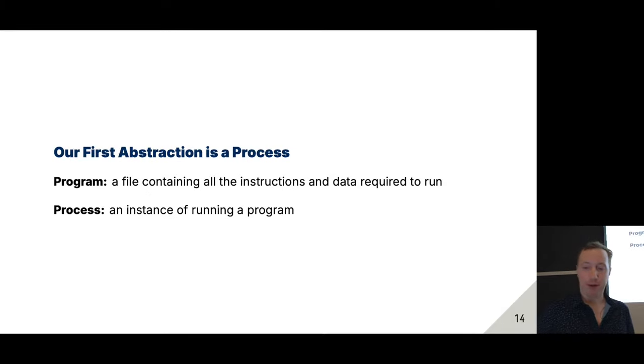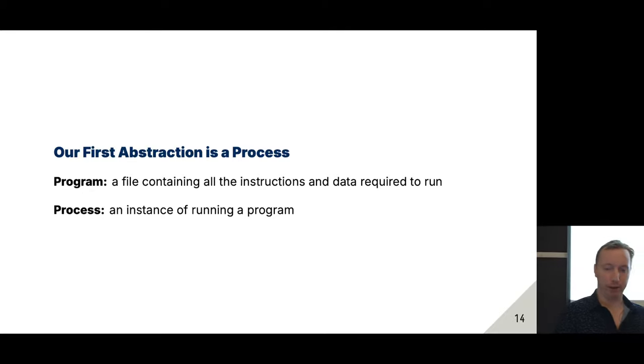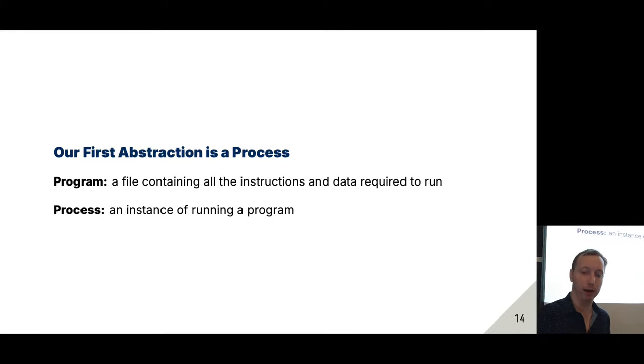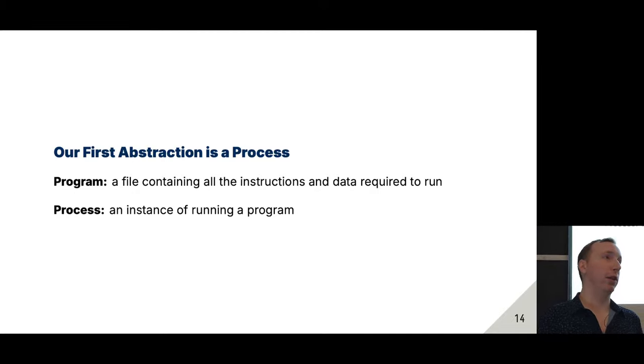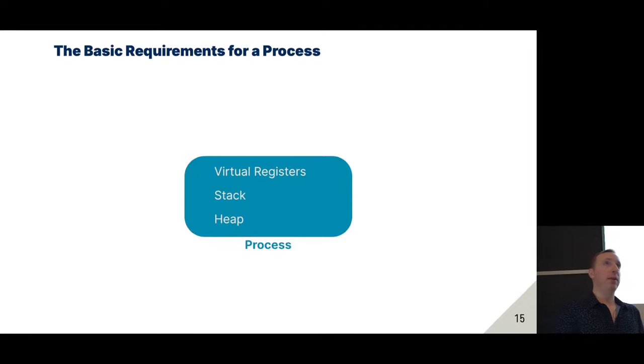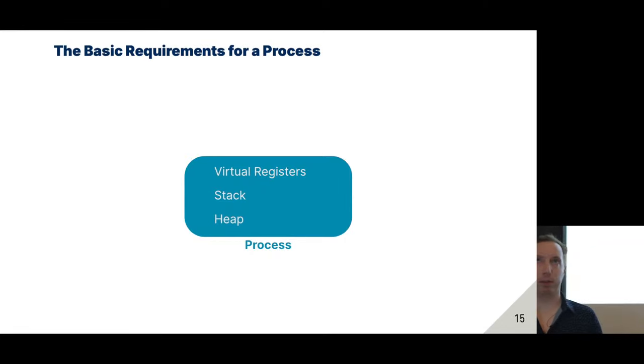One of the first abstractions, or layers of indirection, they mean the same thing, is called a process. Before, a program was just a file containing some instructions and some data required to run. Now we need the concept of a program that's actually running, because we can run multiple copies of a program at the same time, even though we might not have thought about it before. What we call actually running a program is called a process. One program can have many processes running at a single time, and they should all be independent of each other.